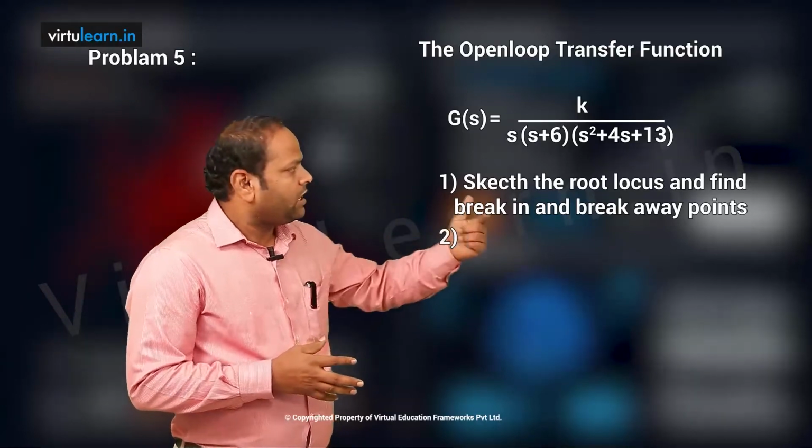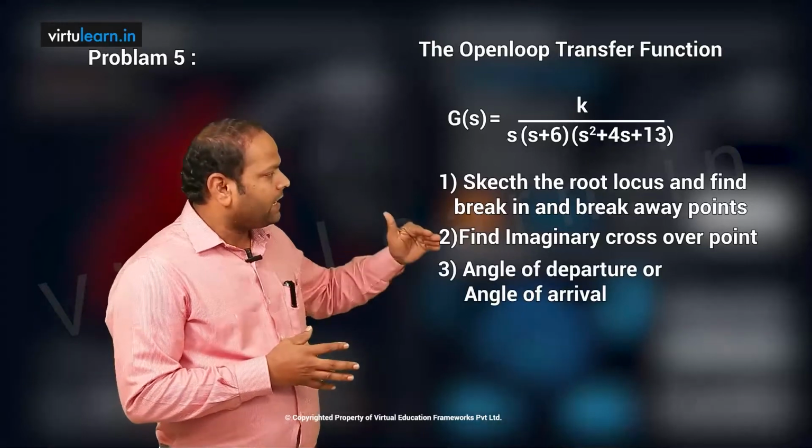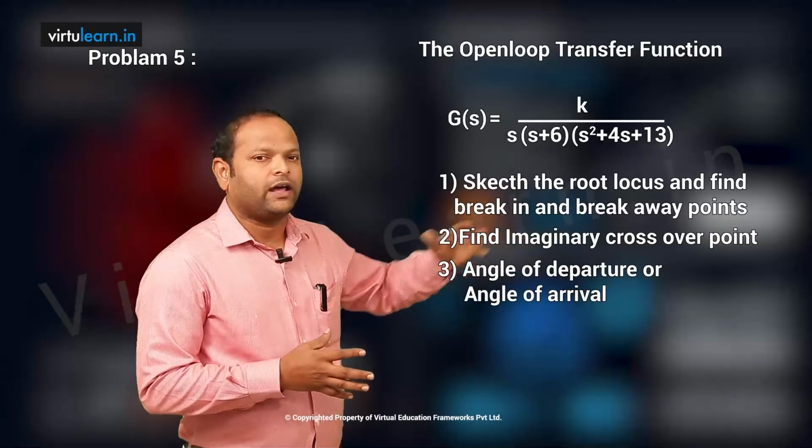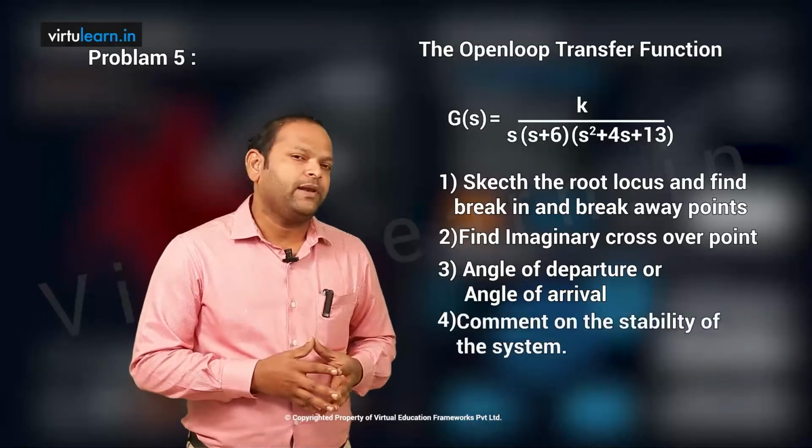Second, imaginary crossover points. Third, angle of departure or angle of arrival. Fourth, comment on the stability of the system.